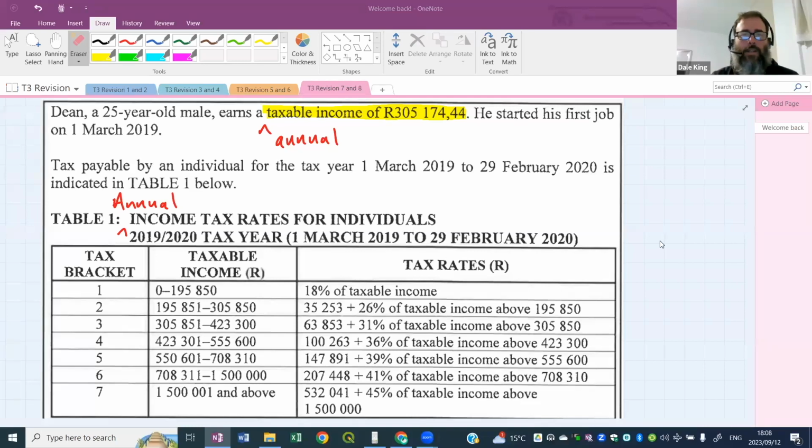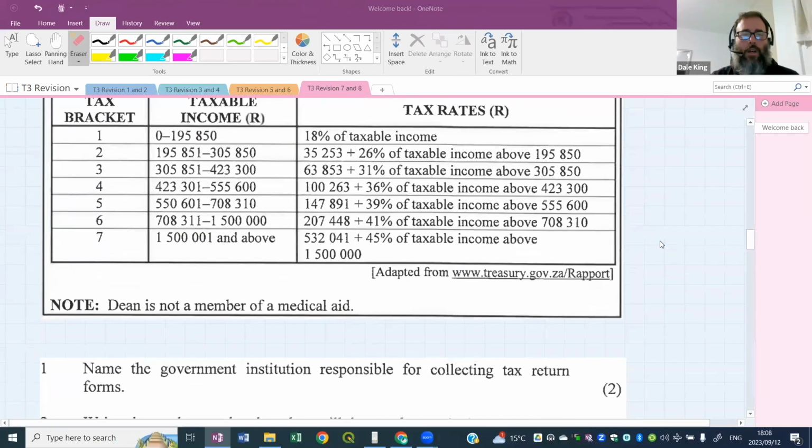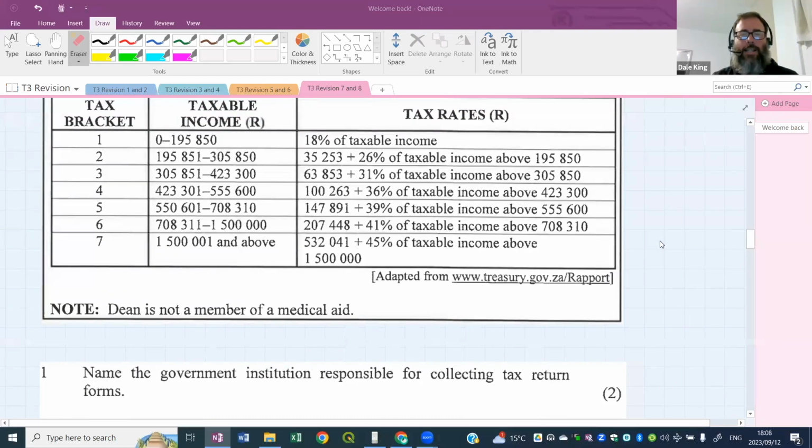All right, well, let's see what the questions are. Here we go. Name the government institution responsible for collecting tax return forms. Everyone should know this. You guys will deal with them. Yes, good job. Everyone knows it's SARS, South African Revenue Service. Okay, so let's put that in there.